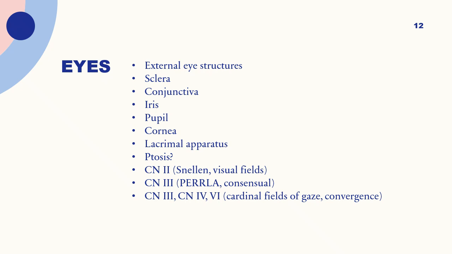Test cranial nerve 3, the oculomotor nerve, by observing PERRLA. Test cranial nerve 3 further, along with cranial nerve 4, the trochlear, and cranial nerve 6, the abducens, by observing extraocular movements through the cardinal fields of gaze and convergence.